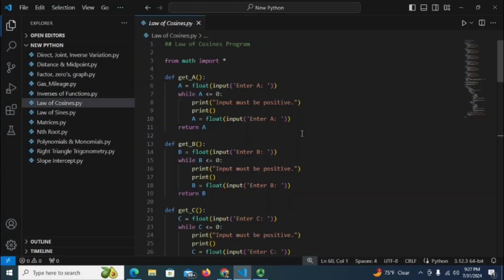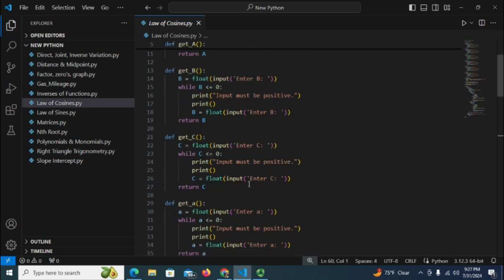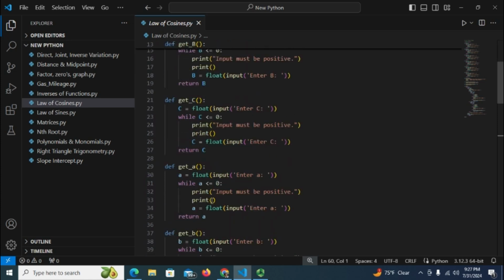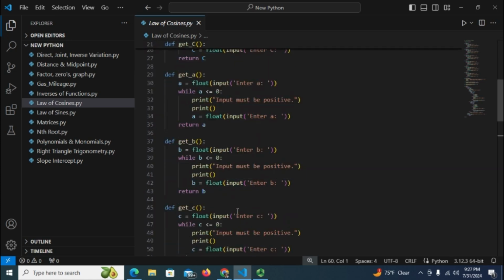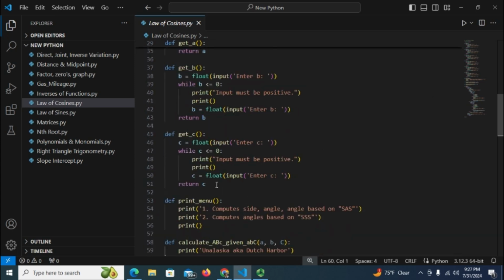Okay, so let's go to our code. I've already created a file and made a comment, law of cosines program, and I've already done the functions for getting user input for the variables. So these are all the variables, that would be the angles and the sides. Obviously, we may or may not use all of them, but I've included them there anyway.